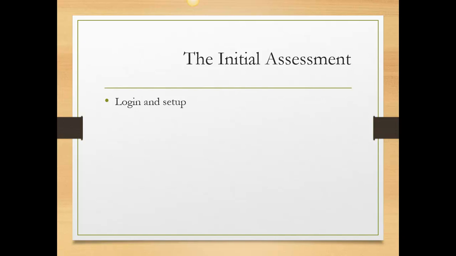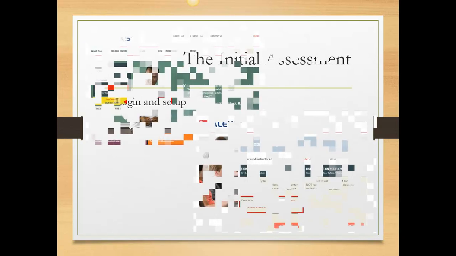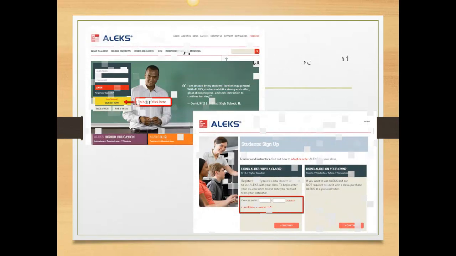So for the initial assessment, before you can begin, you're going to need to log in and set up your account. For students who have done ALEKS before, you're still going to need to go through this step, which is go to the ALEKS website and click on Sign Up Now under the login information. And then in the Using ALEKS with a Class, you're going to enter the course code. This course code can be found in the documentation given in with your syllabus.